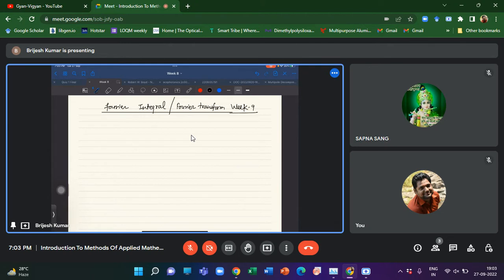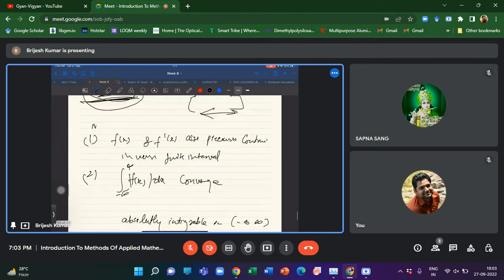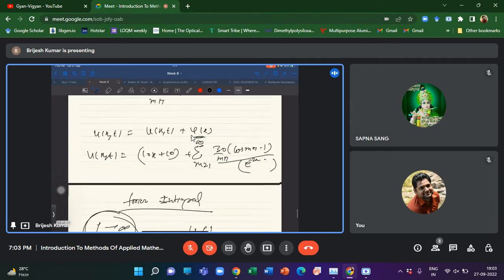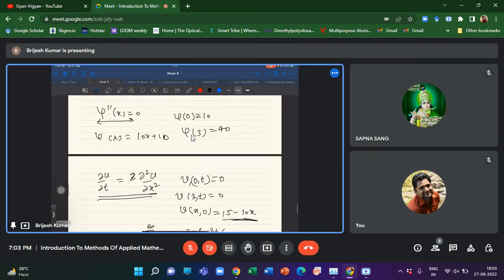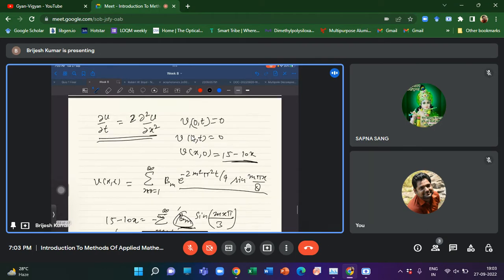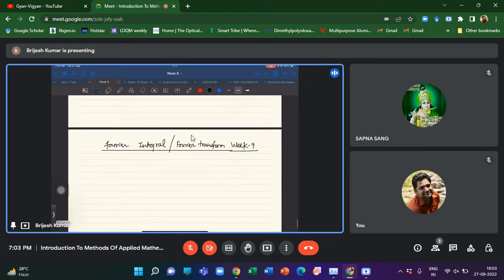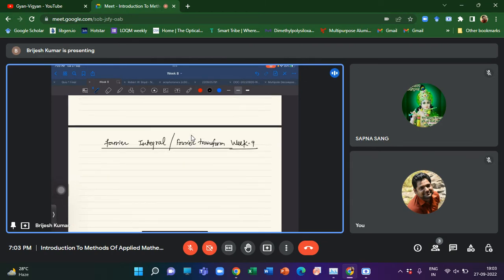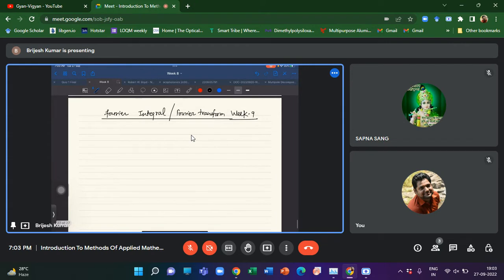So, in last session, I gave some brief example of application of Fourier series, right? And then I just introduced some Fourier integral and application. So, in this session, we will do this Fourier integral and Fourier transform example. Okay. Any question from your side?